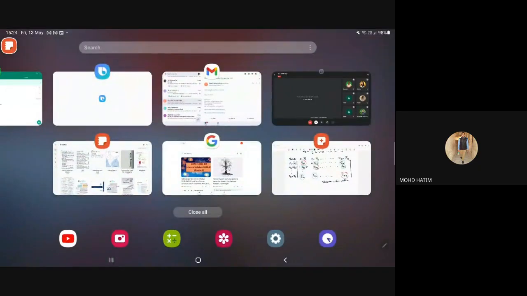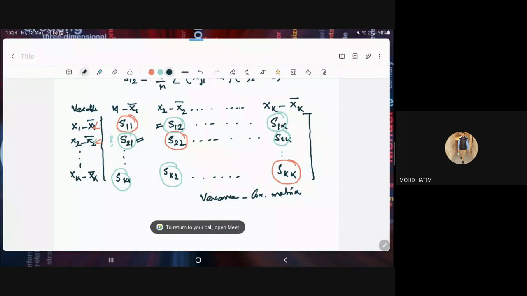screen is visible to all. Okay, No, sir. 1 minute just. Is it now visible? Visible now, sir. Yes, Visible? sir. Is it visible? Yes, sir.